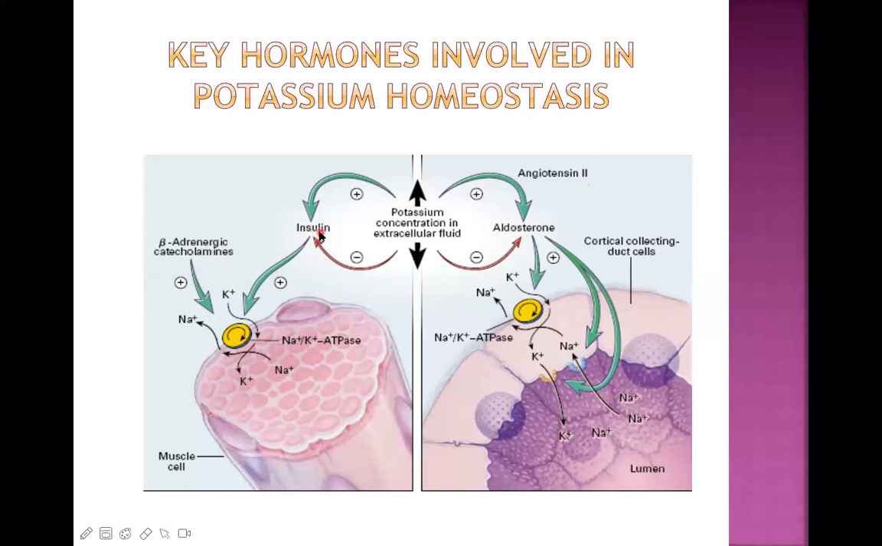Now, look at the effect of insulin here. Insulin will activate the sodium potassium ATPase pump in different cells, and by doing so, potassium enters the cell. You can clearly see here. A beta adrenergic catecholamine or beta adrenergic agonist drug like salbutamol is doing the same. It is also pushing potassium into the cell by activating the sodium potassium ATPase pump. So these are the 3 important points you have noticed from here: aldosterone effect, insulin effect, and effect of beta adrenergic catecholamine. Okay, let's move on.